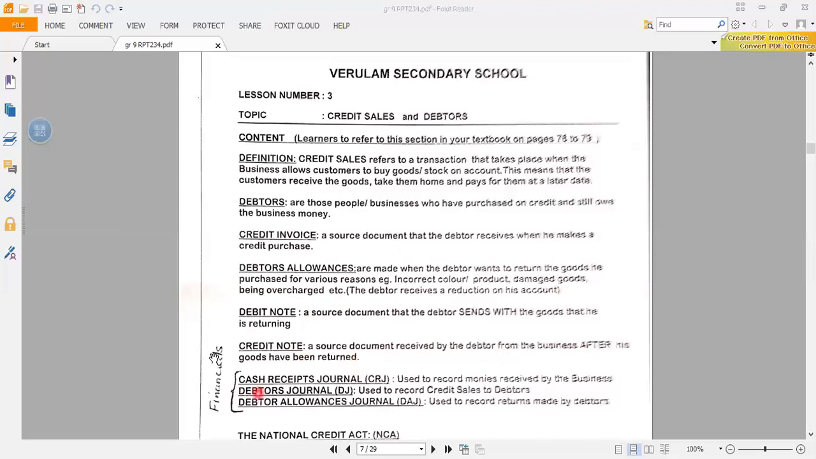So we have three journals that we are going to look at. The cash receipts journal, which is used to record monies received by the business. The debtors journal, used to record credit sales to the debtors, and the debtors allowances journal, used to record returns made by the debtor. Okay, learners? So basically that is what credit sales and debtors is about.